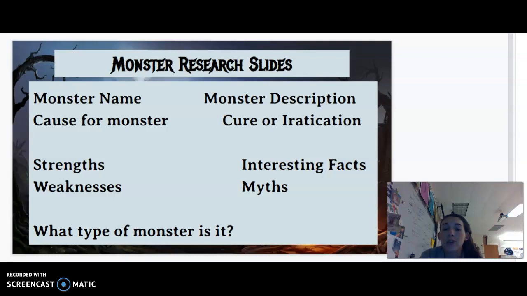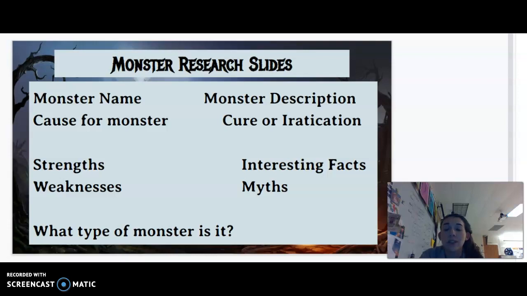A cure or form of eradication for the monster, so some monsters are like humans that are transformed and can be cured, and other monsters just need to be eradicated because we can't possibly exist with them. You're going to list off some interesting facts about them, so maybe if it is a morality monster, you're going to tell me what form of morality it applies to. But you're going to give me some interesting facts about your monster. Maybe some of their powers, maybe how they interact with other monsters, things like that. Interesting facts about them that are based off of research.